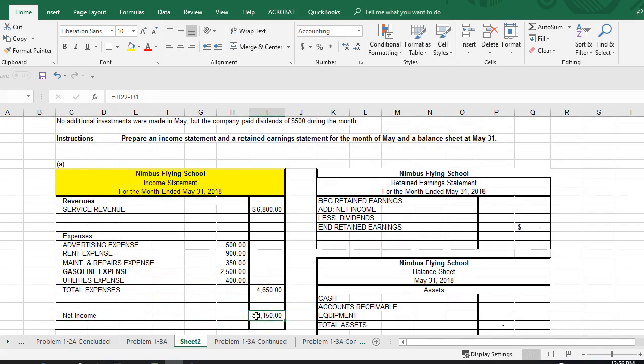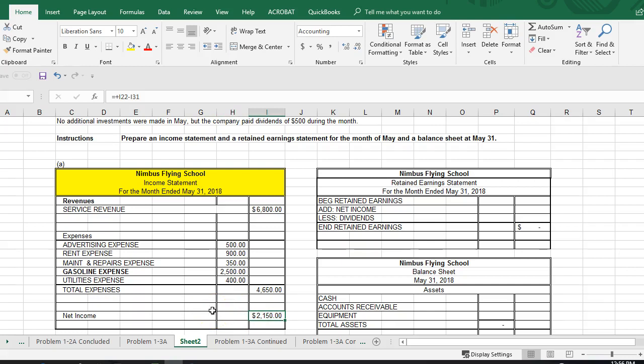$2,150. But what if by chance the expenses were more than the revenue? Then you will have a negative number, which is known as a net loss. So on your income statement, you're going to either have a net income or a net loss for each accounting period. We've earned net income for $2,150.